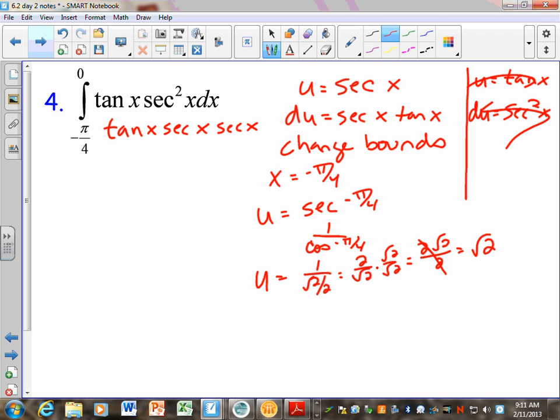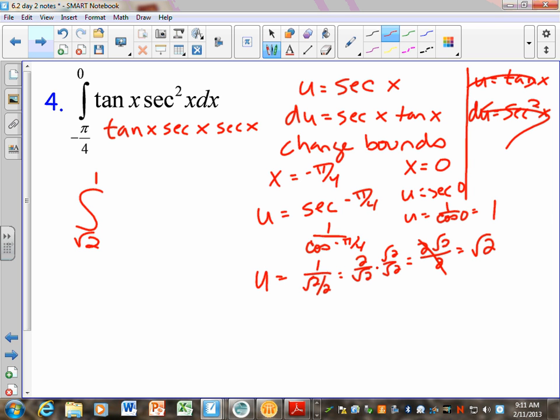What about if x is 0, what is the secant of 0? Yeah, because it's 1 over cosine of 0, and cosine of 0 is 1. So my bounds are going to change from the square root of 2 to 1.